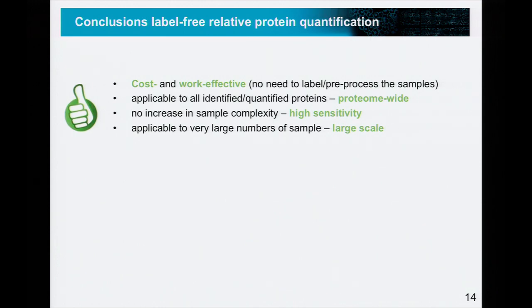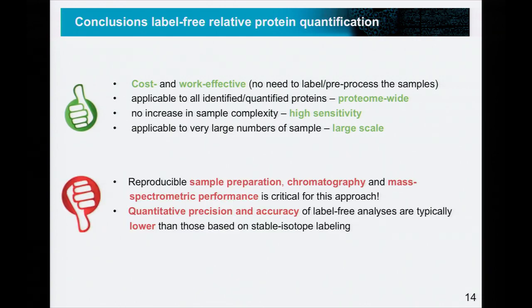You do not increase the sample complexity, so that's a disadvantage when you work with labeling approaches that label your complete proteome. You increase the complexity of your sample by a factor of 2, which is actually a very significant increase and can decrease your sensitivity. And you can apply it to a very large number of samples, so you can compare 100 samples label-free if you want and if you're careful with all the things that we just discussed already.